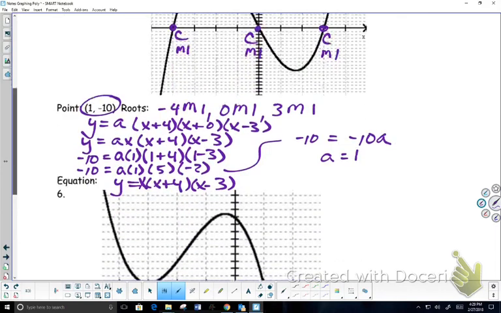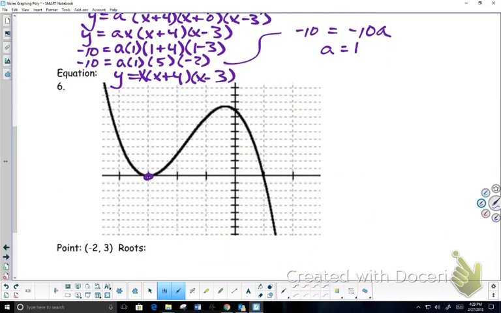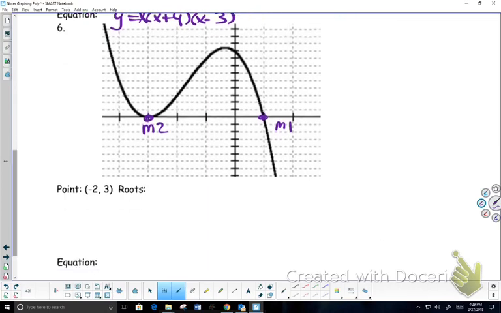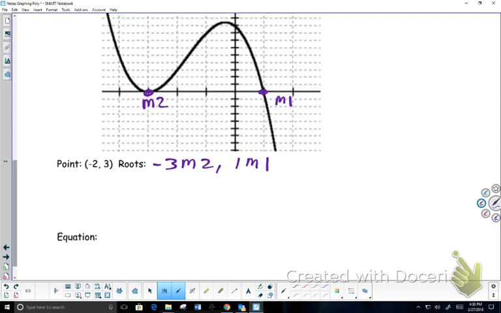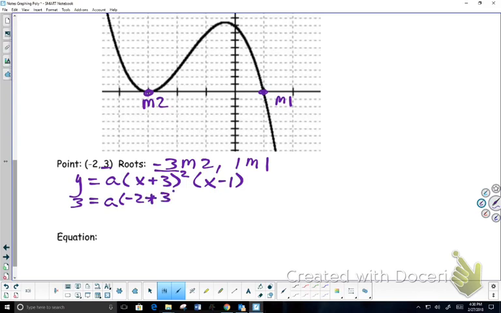So let's try another one of these. This graph bounces, so it's a multiplicity of 2. This root crosses, so it's a multiplicity of 1. So if I were to write my roots, we've got -3, multiplicity 2, and 1, multiplicity of 1. We've got to find the a value, so we're going to write y equals a. Remember, on the inside it's going to change the sign, and this is squared because it's a multiplicity of 2. X minus 1, since it's a multiplicity of 1, it's fine like that. I'm going to plug in my 3 for y, and then I'm going to plug in my -2 for x.